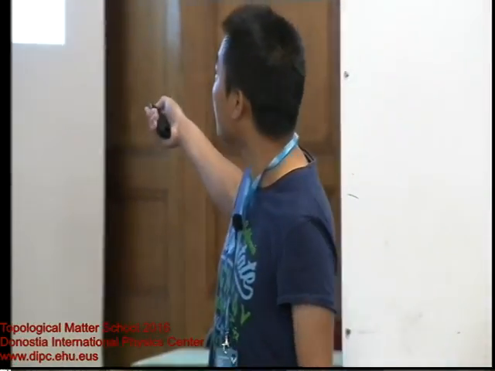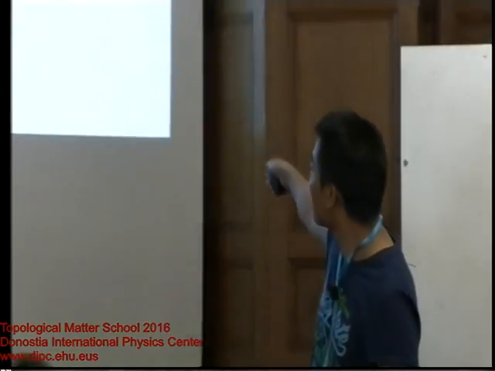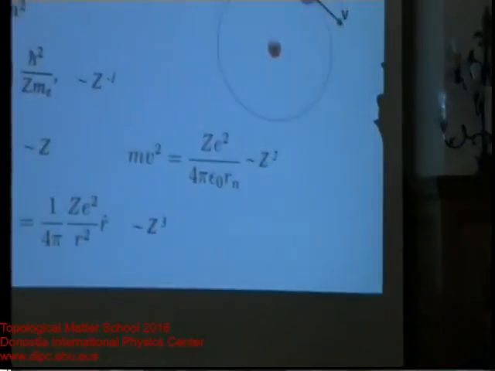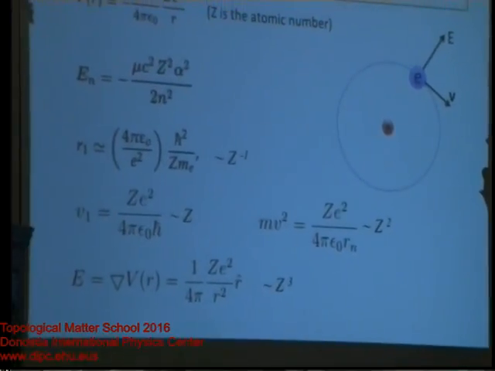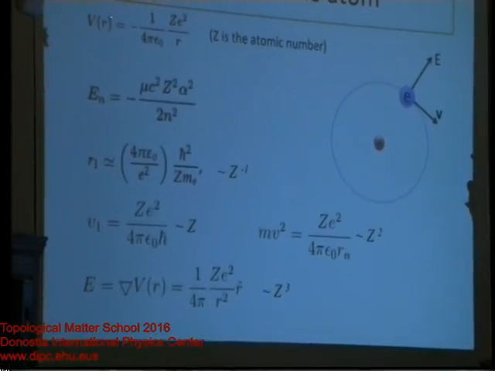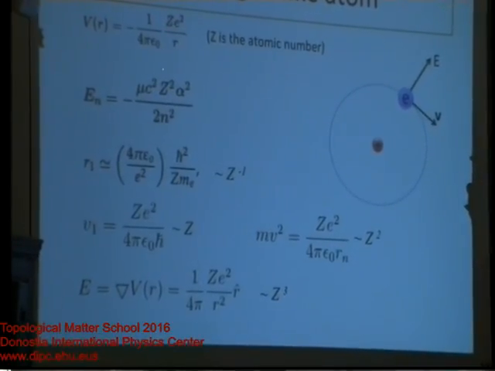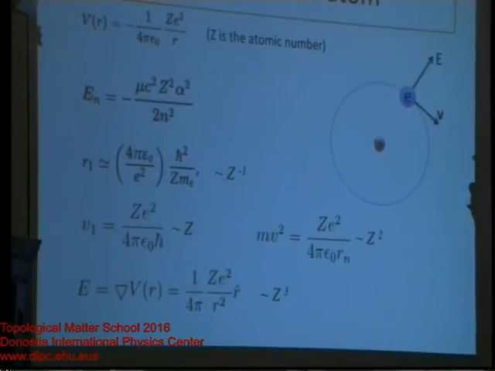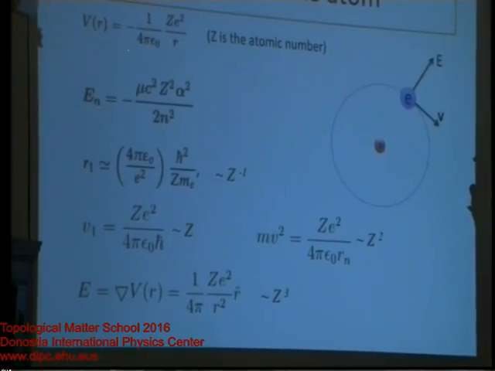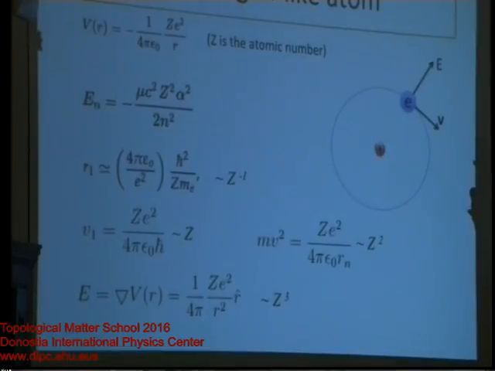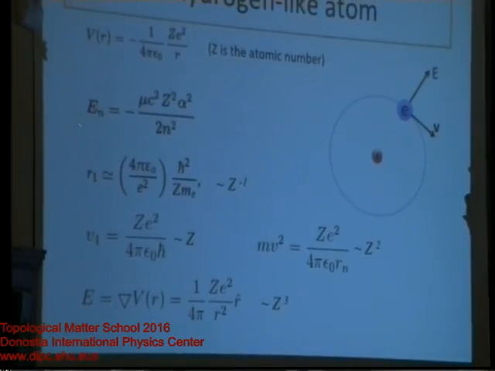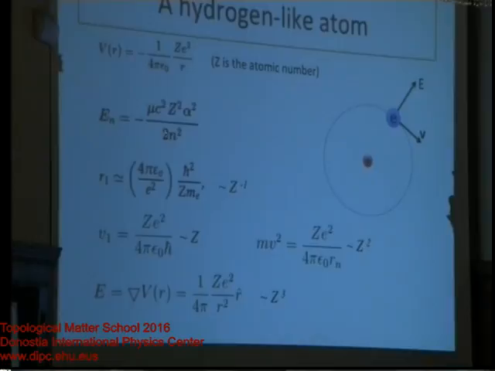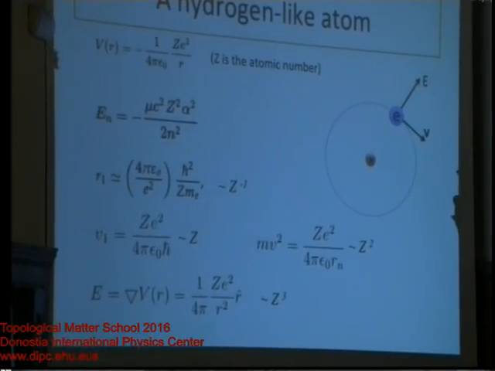We know a hydrogen-like atom. This is the nucleus, this is the electron, and the electron circles around in the electric field generated by the nucleus. The Coulomb potential, the simplest one, is inversely proportional to R. Then we solve the Schrodinger equation and get the energy levels, where N is the quantum number and this is the orbital number. And then we also get the orbitals.